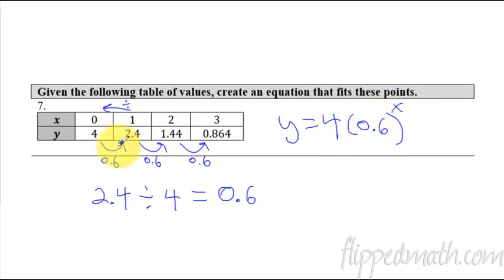It's because it's less than 1, which makes sense because I started with 4 and it gets smaller, smaller, smaller.